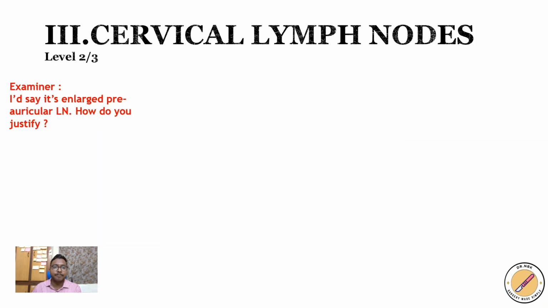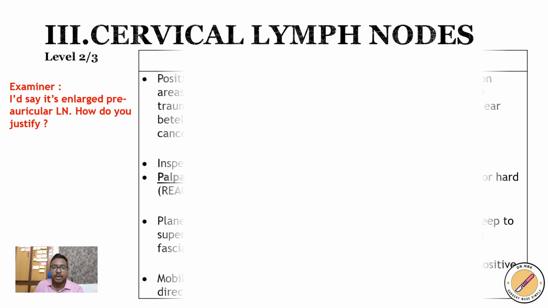Okay, right. Next. Now coming to cervical lymph nodes, I told you in parotid malignancies, usually level 2 and level 3 are mainly involved. So upper and middle jugular lymph nodes. Why is it important to check for cervical lymph nodes? Also, another important thing regarding lymph nodes is that the examiner will ask you this common question. I would say it is an enlarged preauricular lymph node. You are telling it is a parotid gland. How will you justify your answer? So to understand this, you need to tabulate the differences between preauricular lymph node enlargement and a parotid swelling.